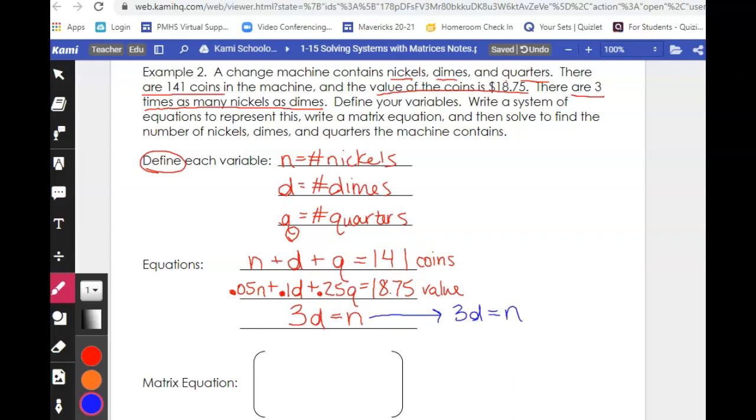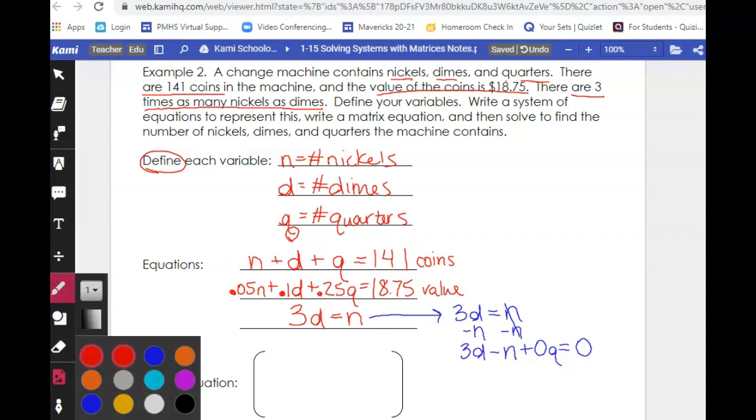I want N to go to the left side of the equal sign, just like in my other equation, so I'm going to subtract N from both sides. I have 3D minus 1N plus how many quarters? Q doesn't even appear in this equation, so no quarters equals. And then there's nothing on my right side because N minus N is 0. So that's my equation for the relationship between these nickels and dimes.